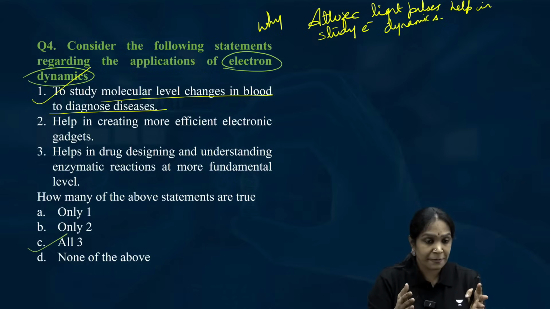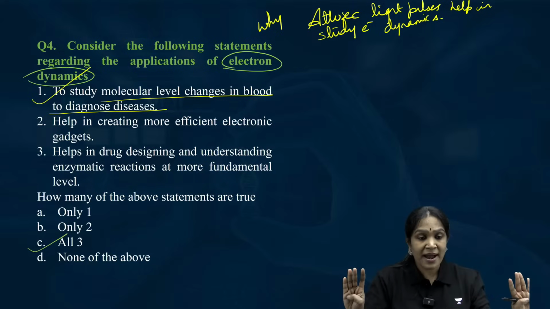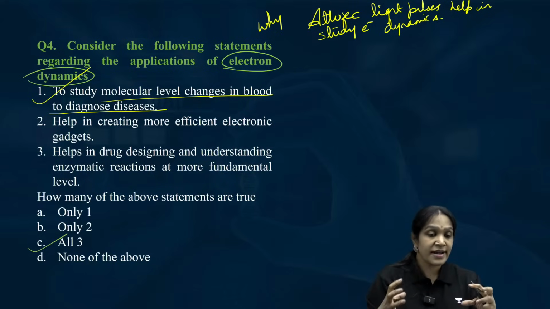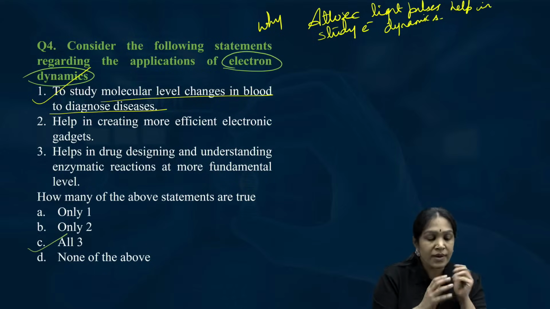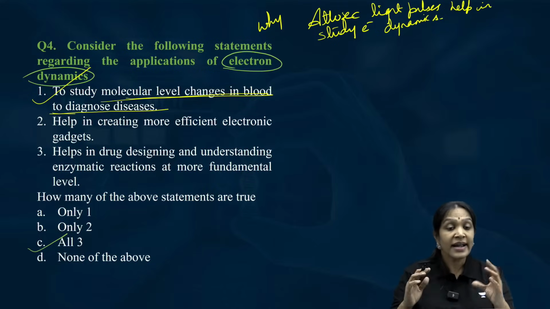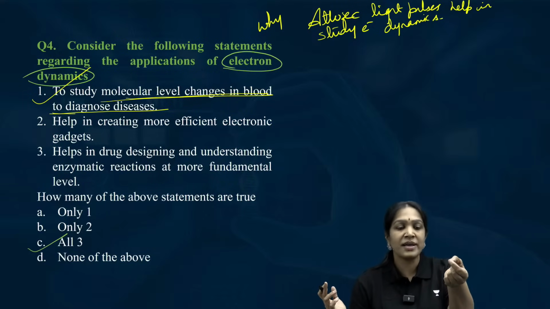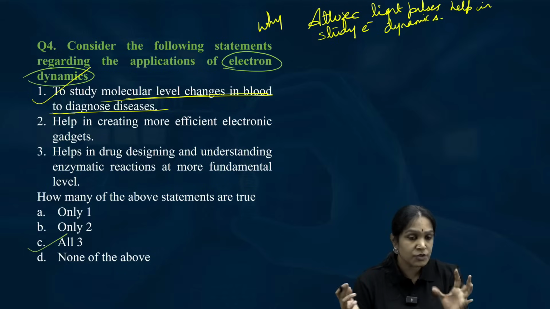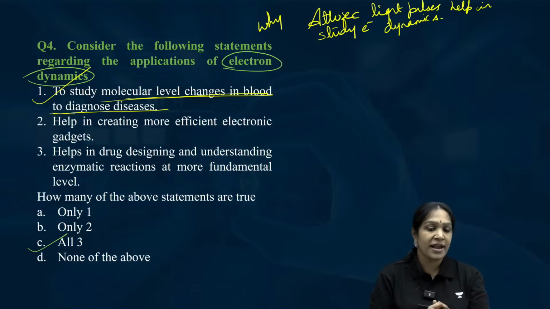Did you understand? We are not studying the matter at the cellular level. We are not studying the matter at the atomic level. We are studying the matter at the electron level with much more resolution, much more clarity. So you can better understand the molecular level changes in the blood, not at the macro level, but micro level, molecular level, atomic level, subatomic level changes. Minute changes in the blood can also be diagnosed, so that diseases can be diagnosed at a very early level.